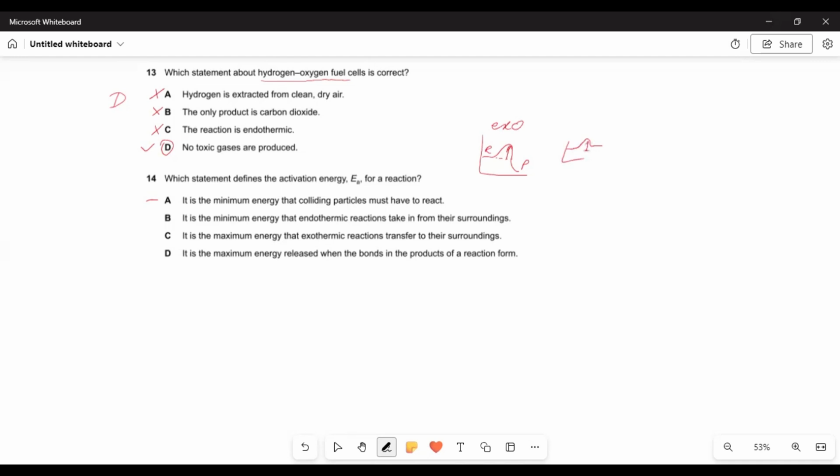So whether the reaction is endothermic or exothermic, this is wrong because of this endothermic, because it is not specified for endothermic. It is the maximum energy, so we don't need to read it more, okay? Because it is the minimum energy. So correct option is A.